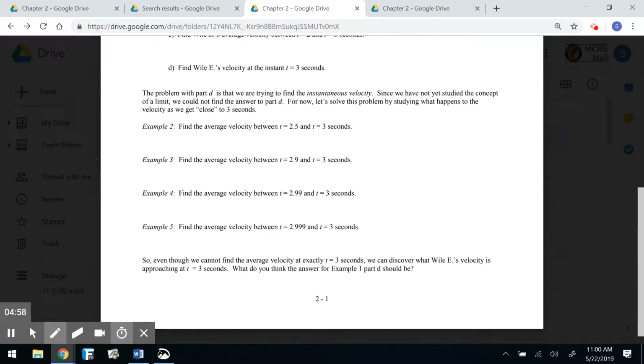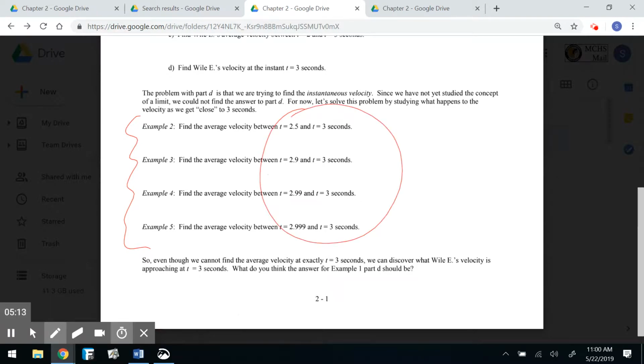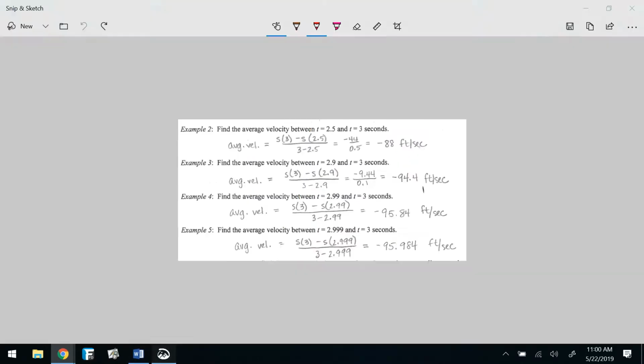Okay, now let's see how we can get to this thing called instantaneous velocity. In order to do that, we're going to examine average rate of change, or in this case, average velocity, as we get closer and closer to 3. Instead of wasting time putting this into my calculator, I've got this cool little thing: example 2, 3, 4, 5, all done for us, because we really just want to notice one very keen observation.